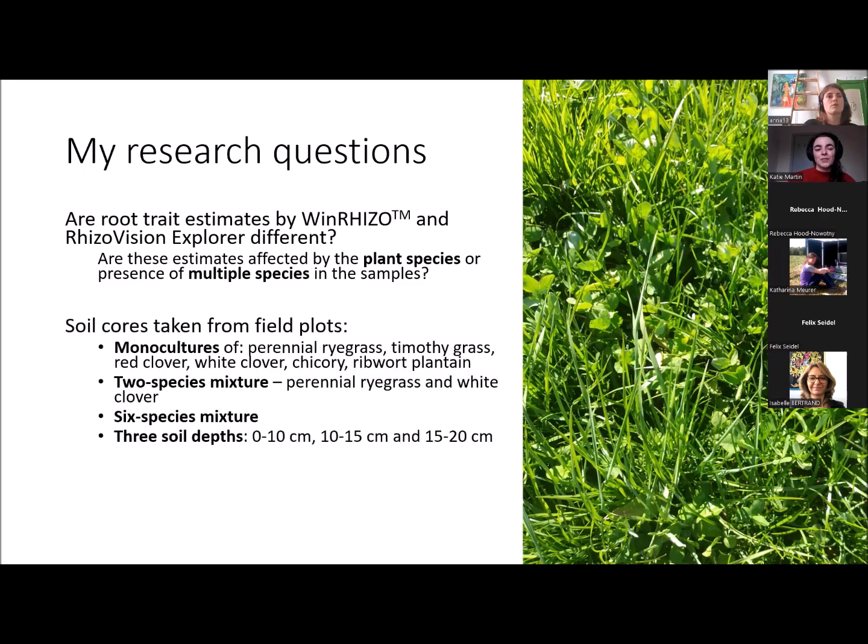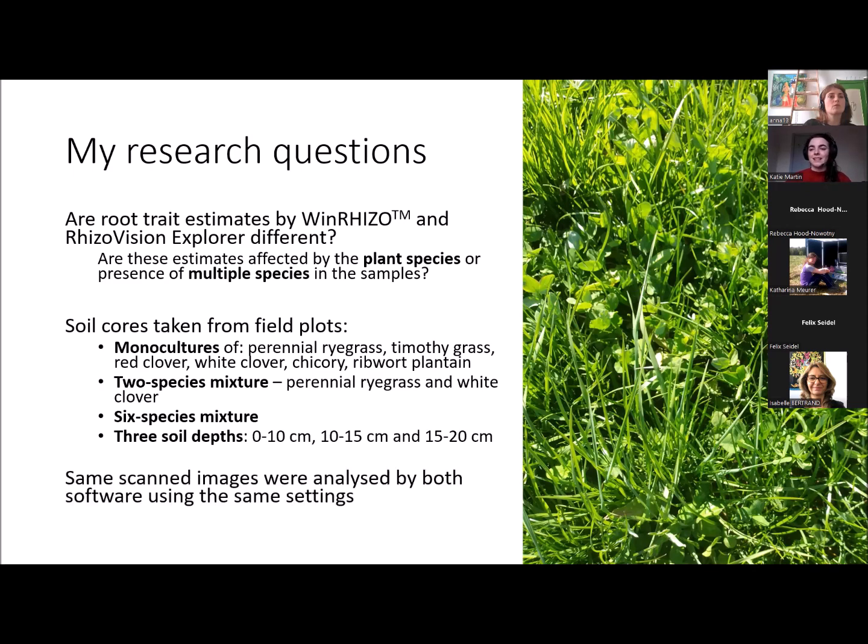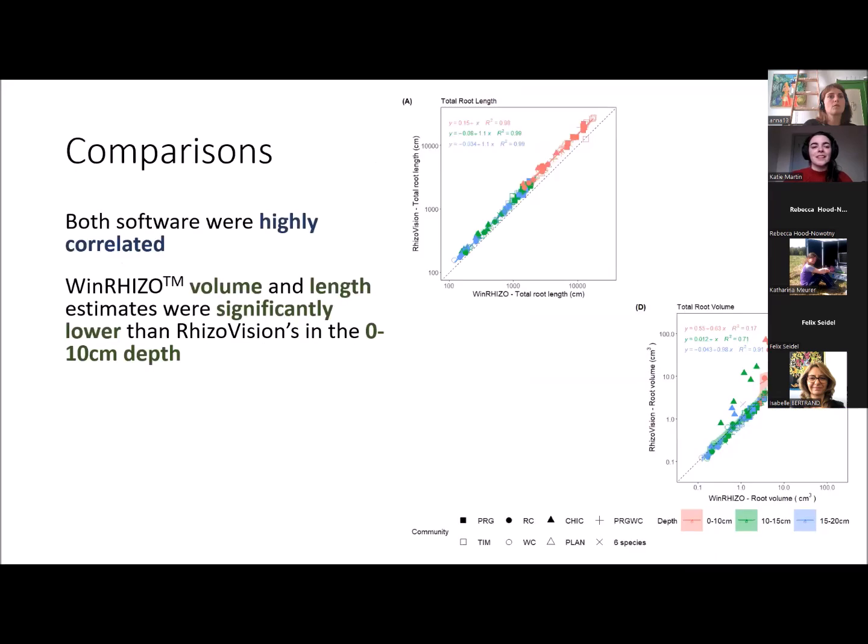So I took soil cores from field plots. So I had monocultures of 6 different species. So there was 2 grass species, 2 legumes, and 2 herbs. I had 2 species mixtures of perennial ryegrass and white clover, as well as a mixture of all 6 species, and these were separated into 3 soil depths. So the same scanned images that I got from the scanner were analysed by both softwares using the same settings in order to compare them.